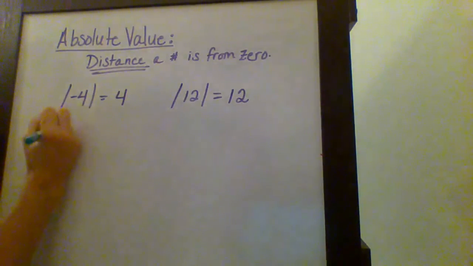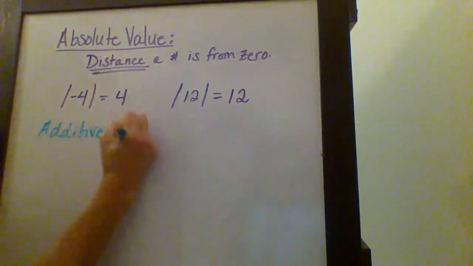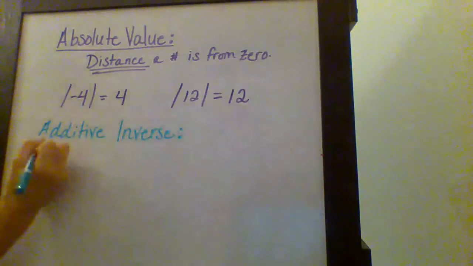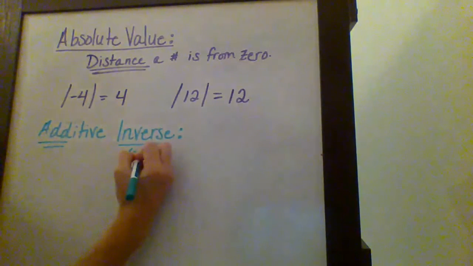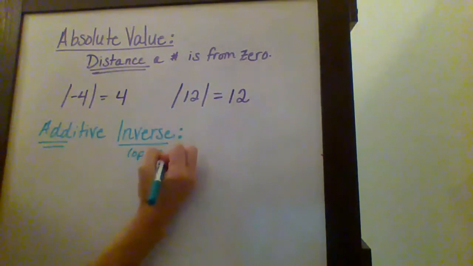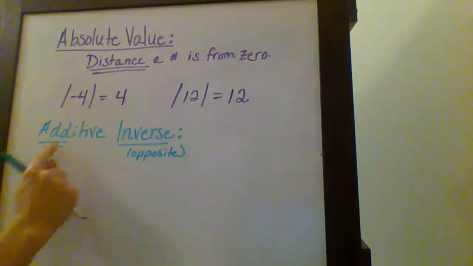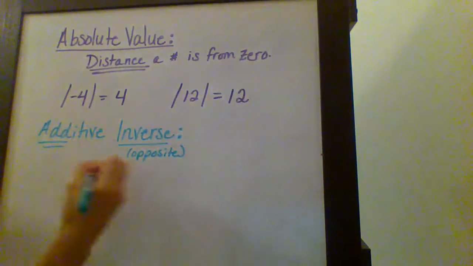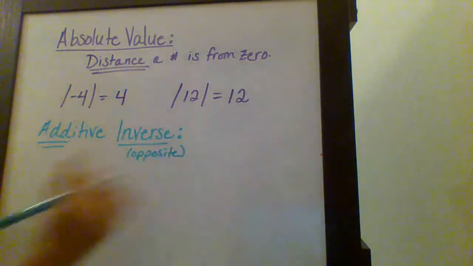The next thing that we talked about was additive inverse, and what that means is that if we add the inverse, which also means opposite, then we'll get to zero. So that's how they got additive inverse, add the opposite, okay? So that means if we add the opposite number, we'll get to zero.